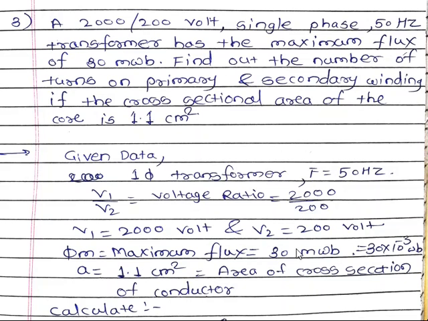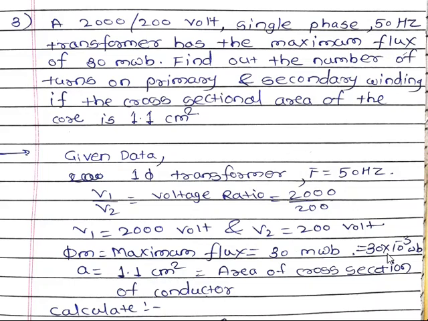This flux we convert into Weber. To convert into Weber we multiply 30 into 10 raised to minus 3 because it is milliweber. Therefore it is equal to 30 into 10 raised to minus 3 Weber. Now the cross sectional area given in this example, A is equal to 1.1 centimeter square. The area is always given in meter square. Therefore we convert it into meter square.